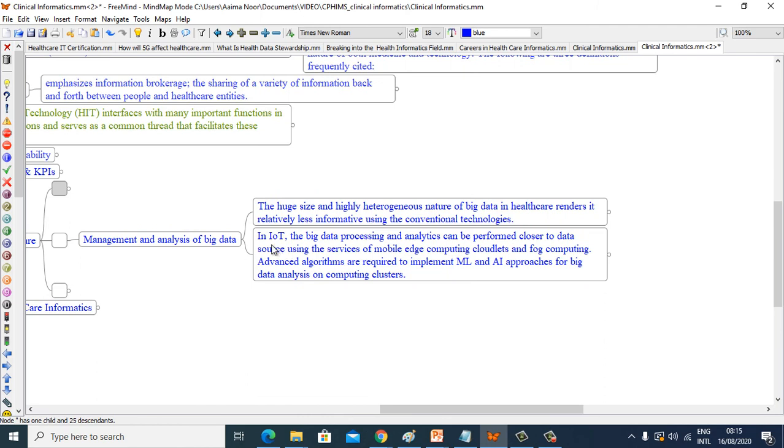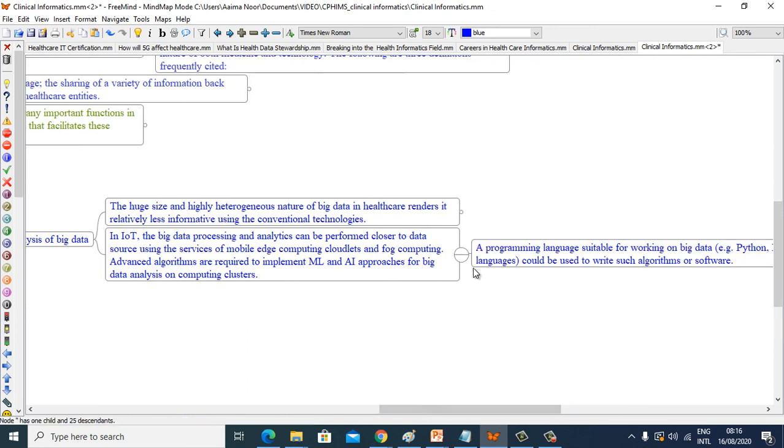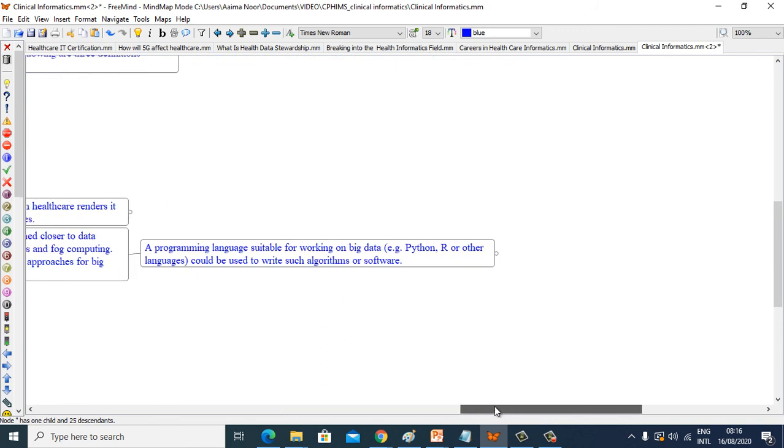In IoT, Internet of Things, big data processing and analytics can be performed closer to the data source using the services of mobile edge computing, cloudlets, and fog computing. Advanced algorithms are required to implement ML, machine learning, and AI, artificial intelligence approaches for big data analysis on computing clusters. A programming language suitable for working on big data, for example Python or R. Other languages could be used to write such algorithms or software.